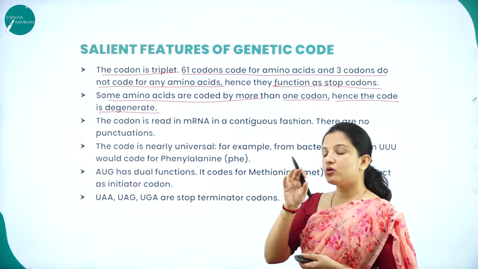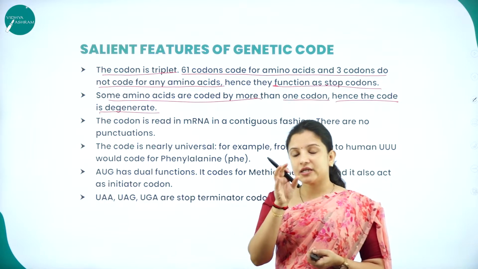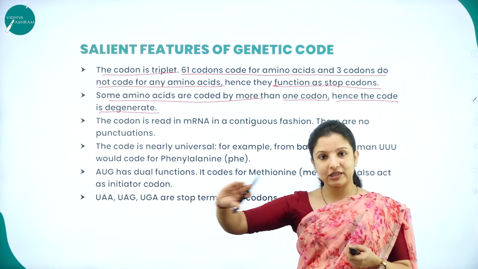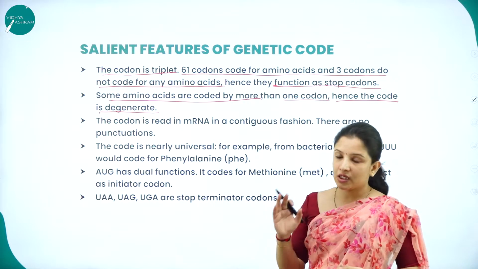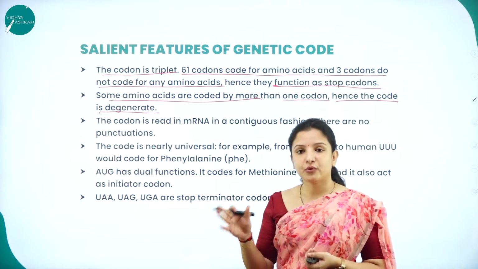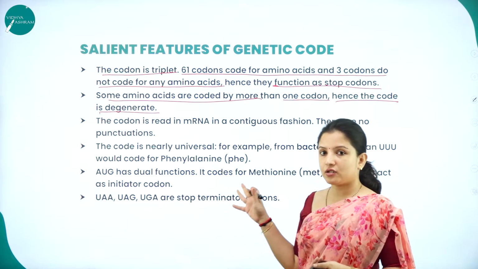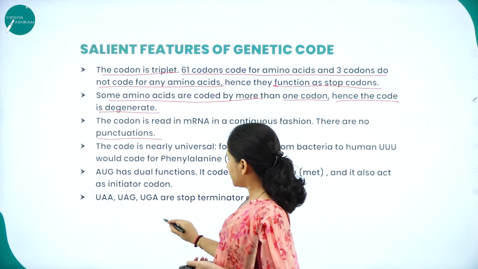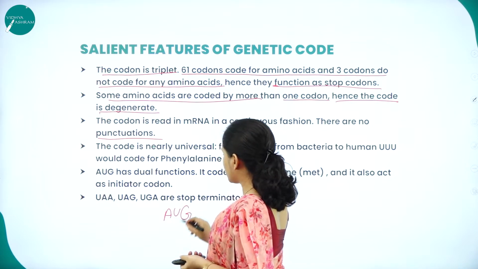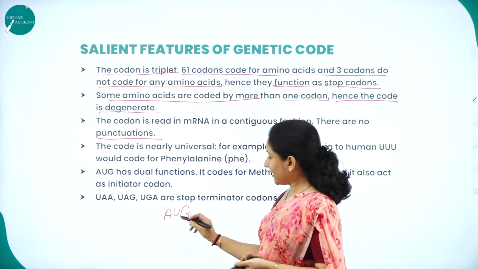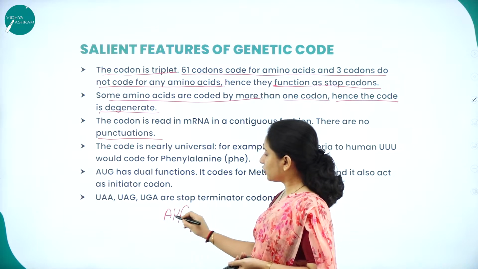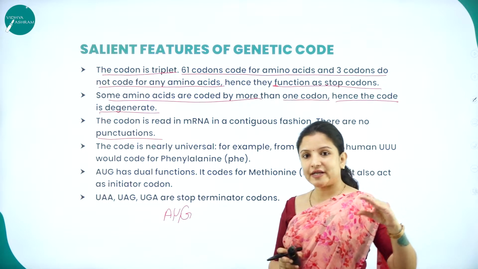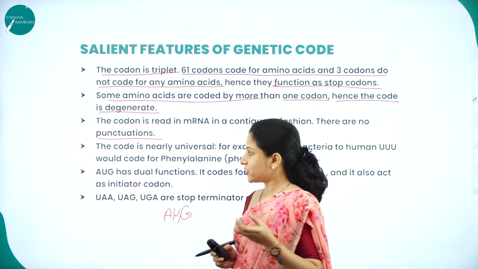And the codon is read in mRNA in a continuous fashion. Whenever we read, we don't read it separately, like we don't read it as AUG, UGA. No, it is continuously read throughout the stretch. So that is also one of the important characteristic features of the genetic code, meaning there are no punctuations involved. Say for example, I'll write a codon and read it as AUG, right? Will I put a comma here or a full stop or use any punctuation marks? No, it is always read continuously without any punctuation marks.